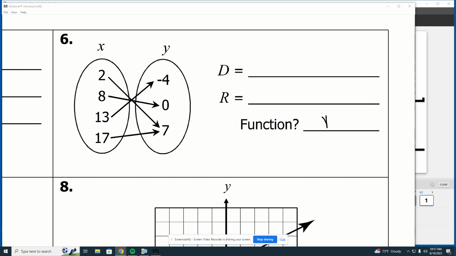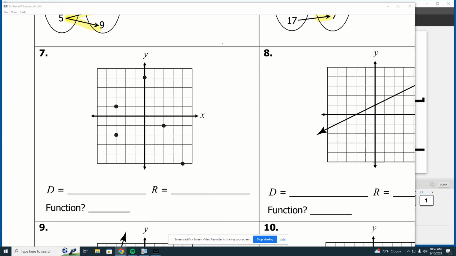Yes, it's a function. Okay, and look at why. The only thing that's repeated is the 7. The 7 is a what? Y. It's a Y. That's fine. Every one of those X values has one arrow going away from it. It's a function. Okay? Y'all with me on that? All right, let's move to the graph.